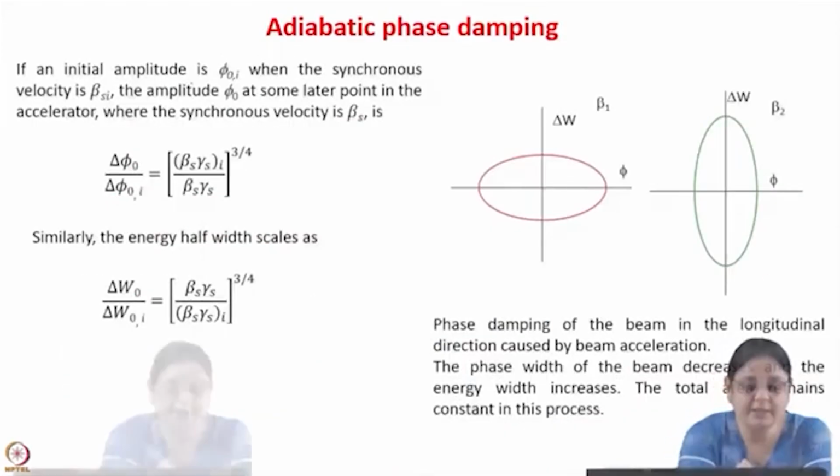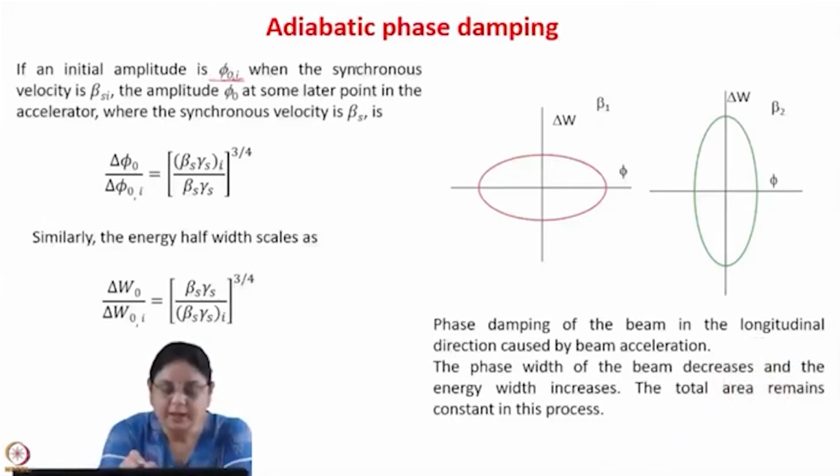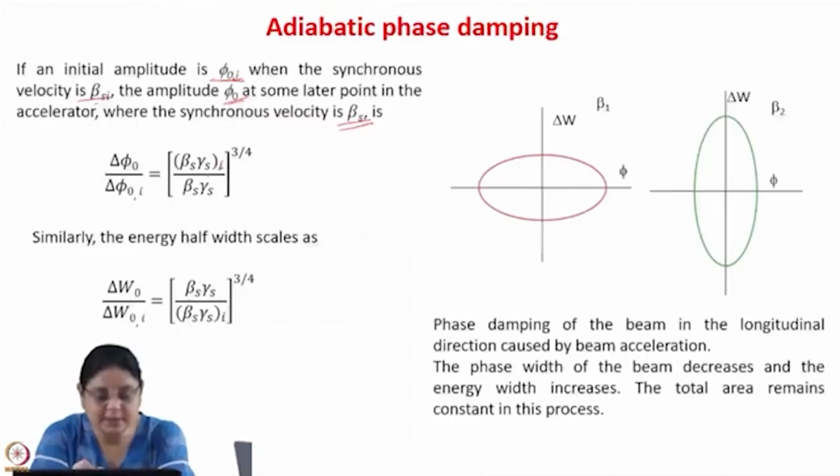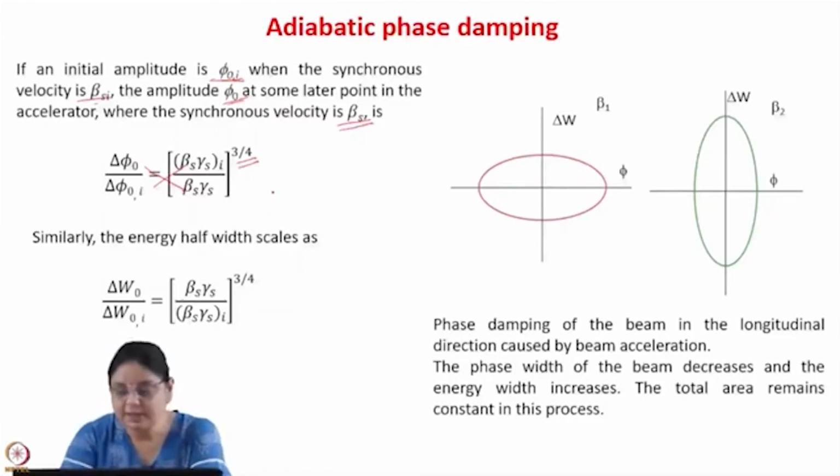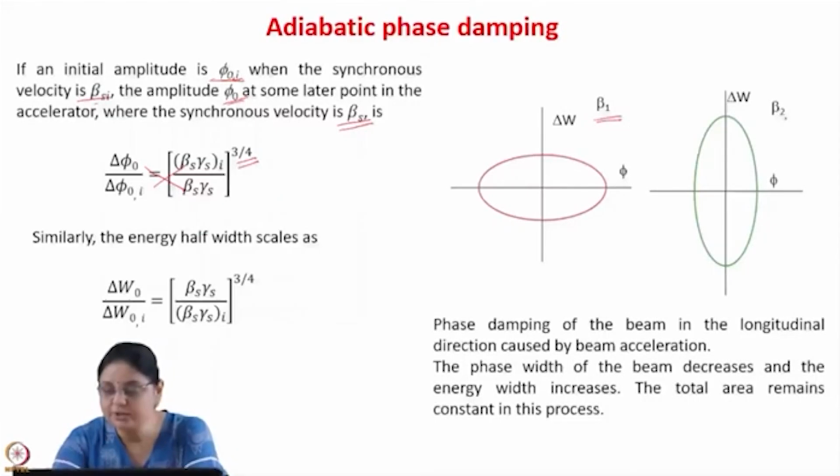So let's say we have an initial amplitude of delta phi 0i, and the synchronous velocity at that instant of time is beta si, and at some later time the phase amplitude is delta phi 0 and the synchronous velocity is beta s. Then from the previous results, we can write delta phi 0 upon delta phi 0i is equal to beta s i gamma s i divided by beta s gamma s, to the power of 3 by 4. So there is an inverse relationship here, and we see that the phase is getting damped. This is at the initial location, and this is after acceleration.